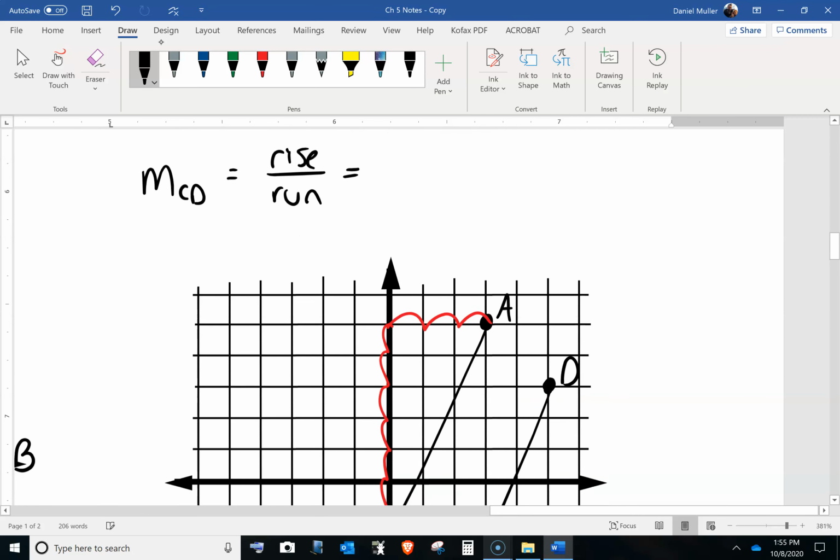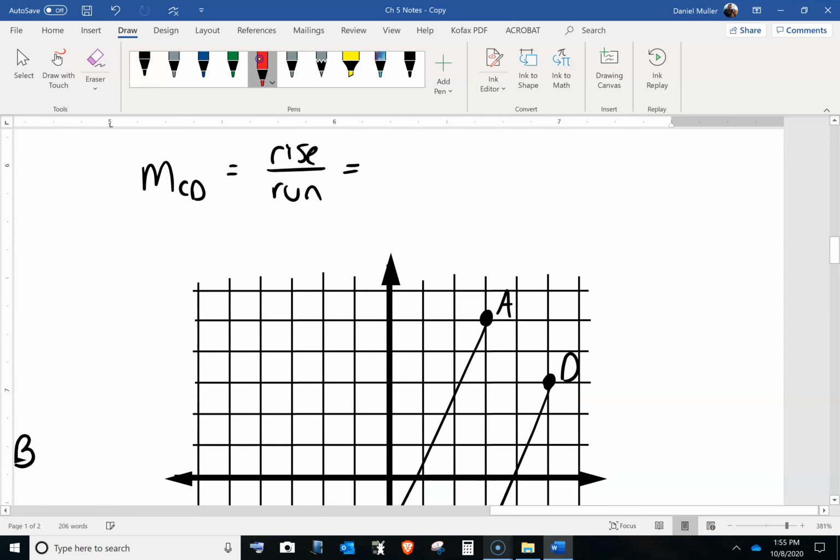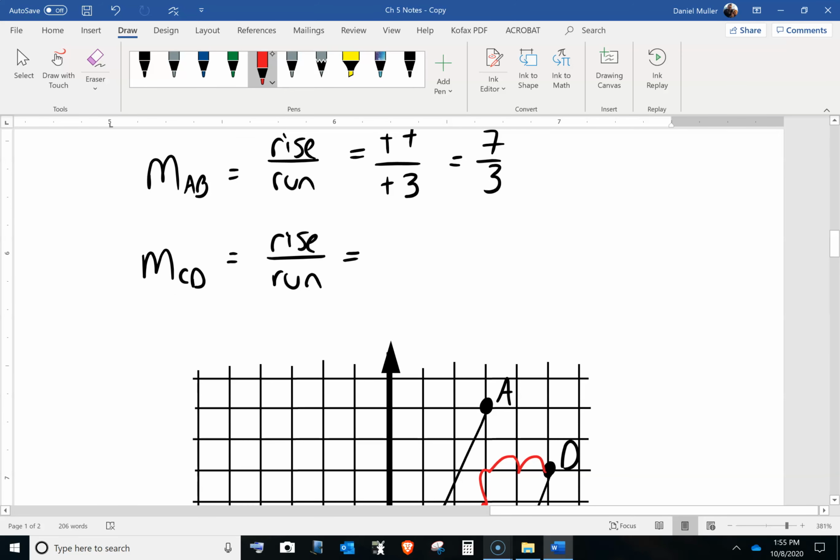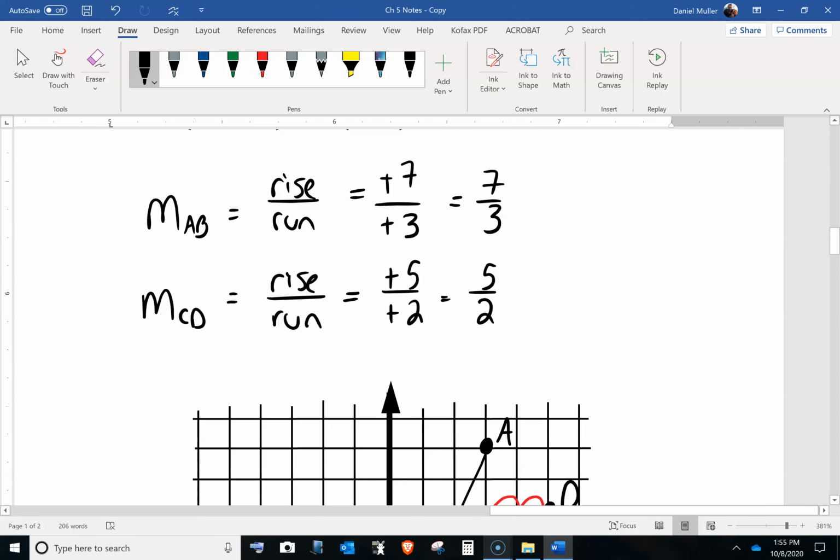Now, CD, how much did I rise here? 1, 2, 3, 4, 5, 1, 2. So up 5 to the right. So up is positive and right is positive. And that can't be reduced. So the answer, I guess, is no. They're not the same slope.